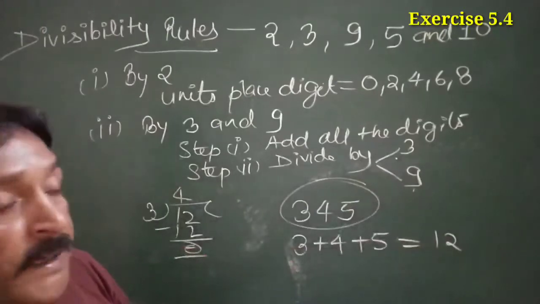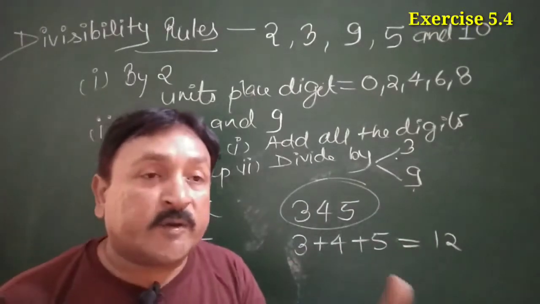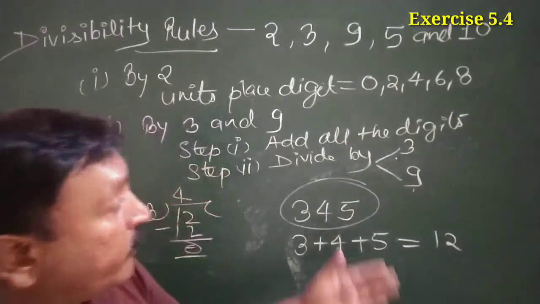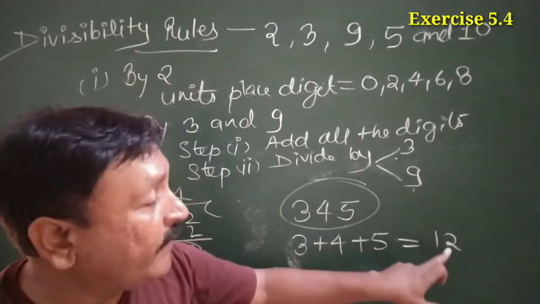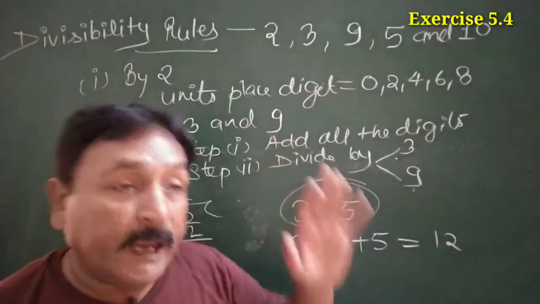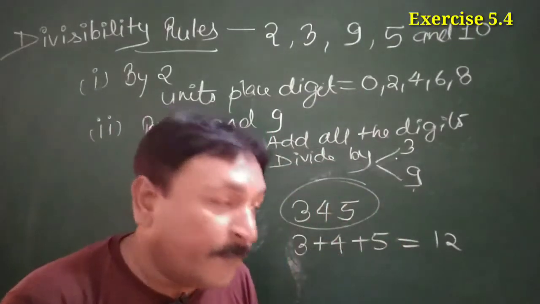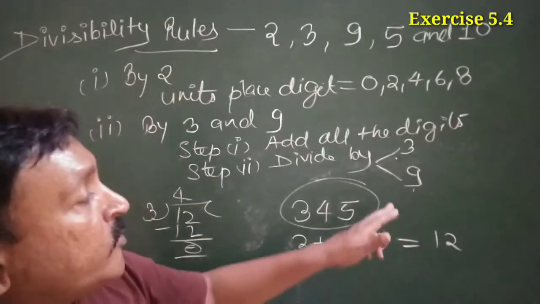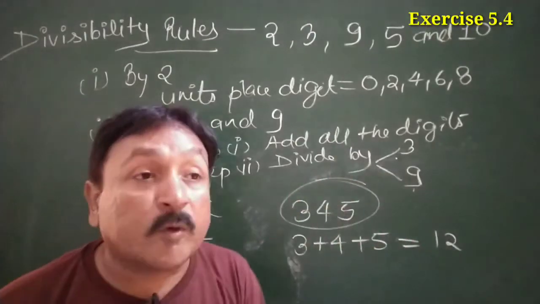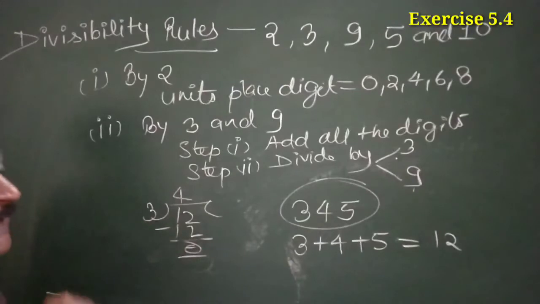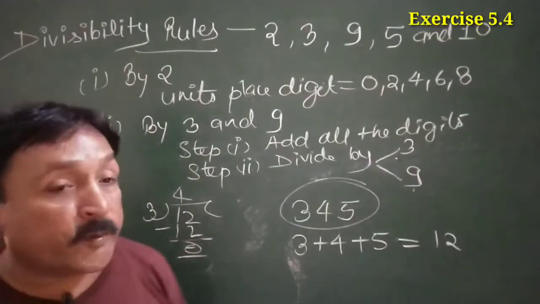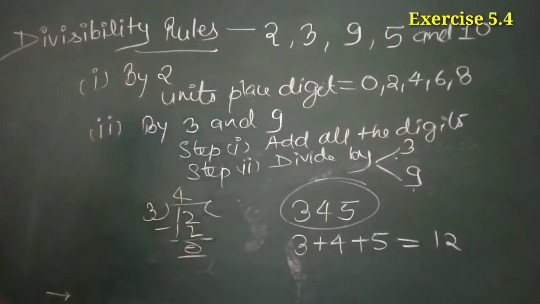The same concept we apply with 9. If any number is asked whether it is divisible by 9 or not, first of all we add all the digits, and whatever sum comes we divide that sum by 9. If it is divisible, that number is also divisible by 9. If the remainder is not 0, then that number will not be divisible by 9. Is it clear?